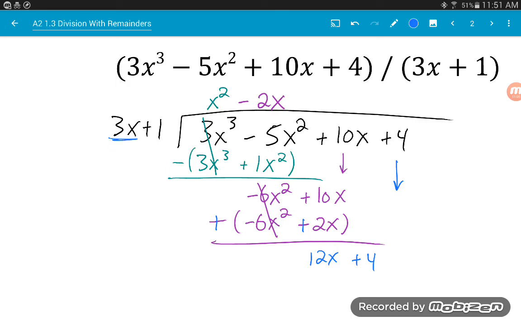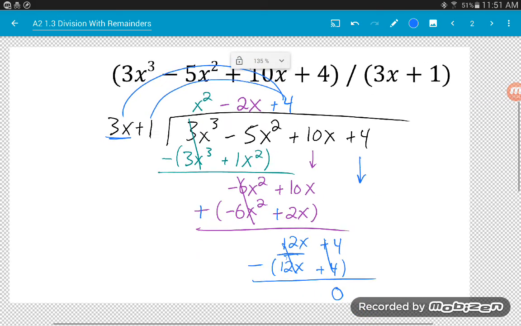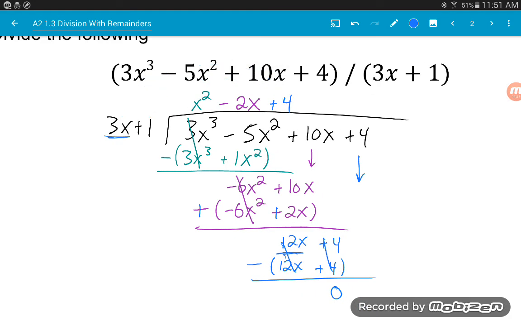Last step, 3x goes into 12x a positive 4 times. When I distribute over, 4 times 3x is going to be 12x, and 4 times 1 is going to be positive 4. Parentheses and subtract, and we get 0 as the remainder. So my final answer, nice and easy, is just this.